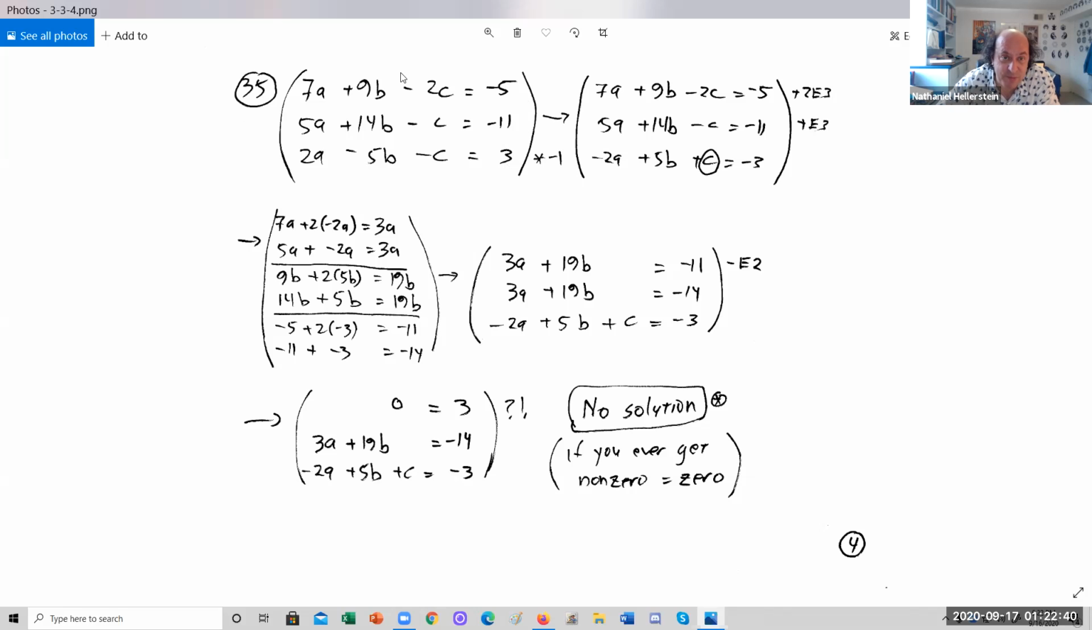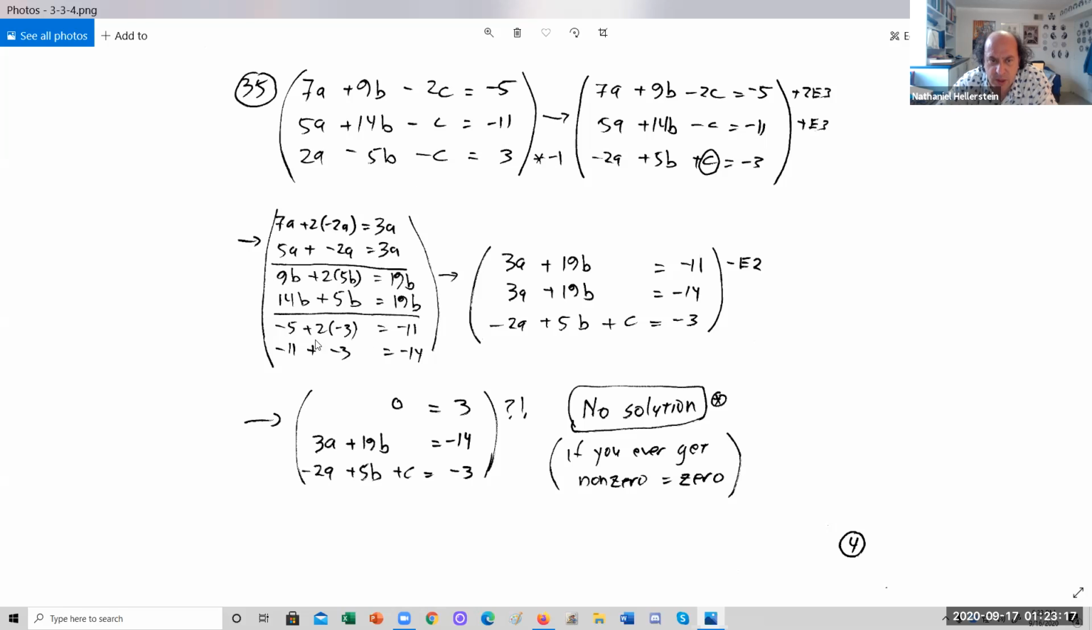Here we have a system. 7a plus 9b minus 2c equals negative 5. 5a plus 14b minus c equals negative 11. 2a minus 5b minus c equals 3. Okay, first I rescale this by a negative 1 and thus turn this minus c into a plus c. So minus 2a plus 5b plus c equals negative 3. Now we can pivot on this, eliminate these c's by adding twice equation 3 to equation 1, and adding equation 3 to equation 2.